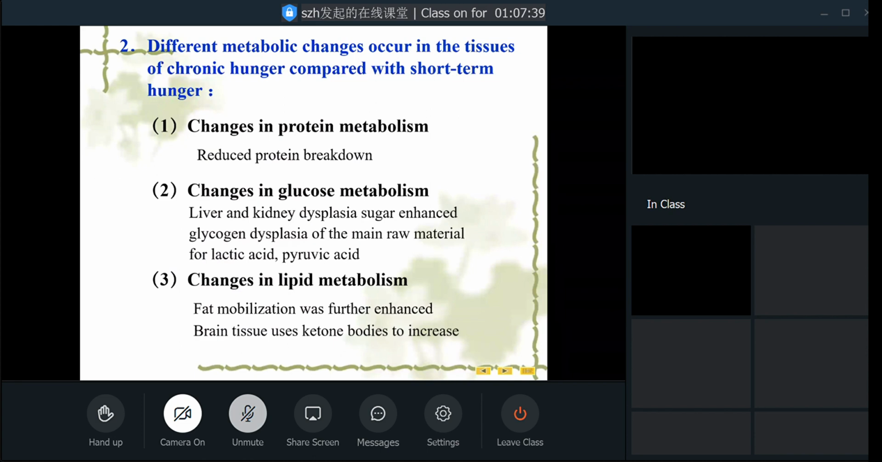For chronic hunger, compared with short-term hunger, you can see the protein breakdown is reduced. For the glucose metabolism, the liver and the kidney's gluconeogenesis is enhanced, with the main raw materials being lactate and pyruvate. Another thing is that lipid mobilization increases further and the brain tissue's use of ketone bodies increases.